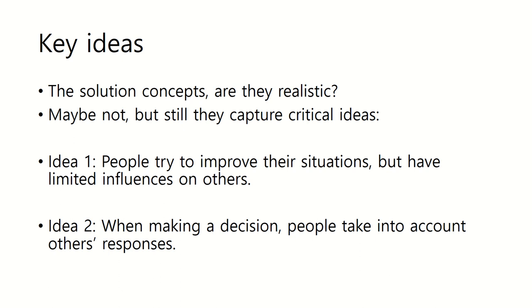The second idea: when making a decision, people take into account others' responses. This is the idea captured in subgame perfect Nash equilibrium. When you make a decision, you make a prediction. You form an expectation about others' responses. When you say something, you expect that, okay, if I say this, then maybe my friend will be offended or my friend will be happy. So you think about the others' responses, and when you make a decision, you take that into account. So this idea is not in the solution concept of Nash equilibrium, but in the concept of subgame perfect Nash equilibrium.